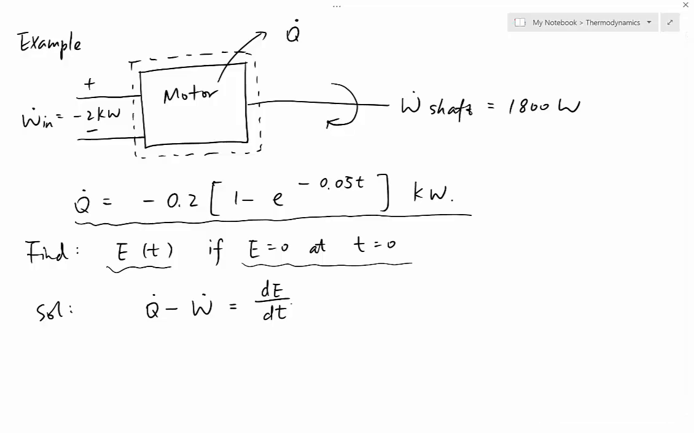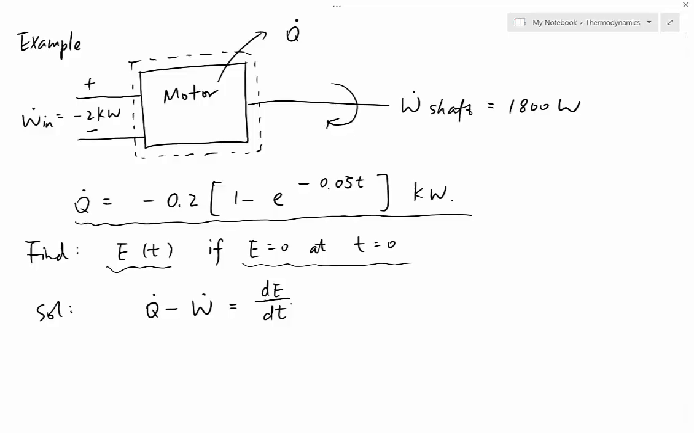And before you use this equation, you should always check if your system is a closed system. And right now, my system is the motor. Is it a closed system? In other words, do you see mass transfer? Mass going in or mass coming out? And I don't see any. So yes, my motor is a closed system because there's no mass transfer.